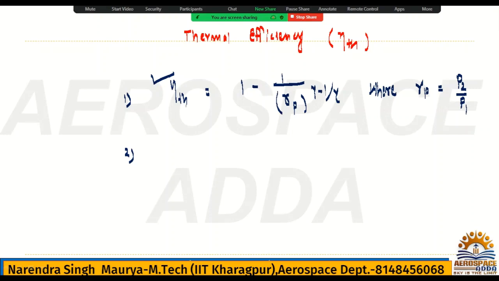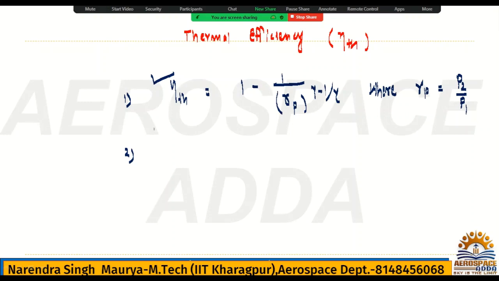So this thermal efficiency formula will be used when you know the pressure ratio of the compressor, P2 by P1 or Rp. If you know it, you can directly use it and calculate. Or if you know the temperature at the inlet and exit of the compressor, then you can calculate this Rp value, and then finally you will get the thermal efficiency. The second formula I'm going to give here.